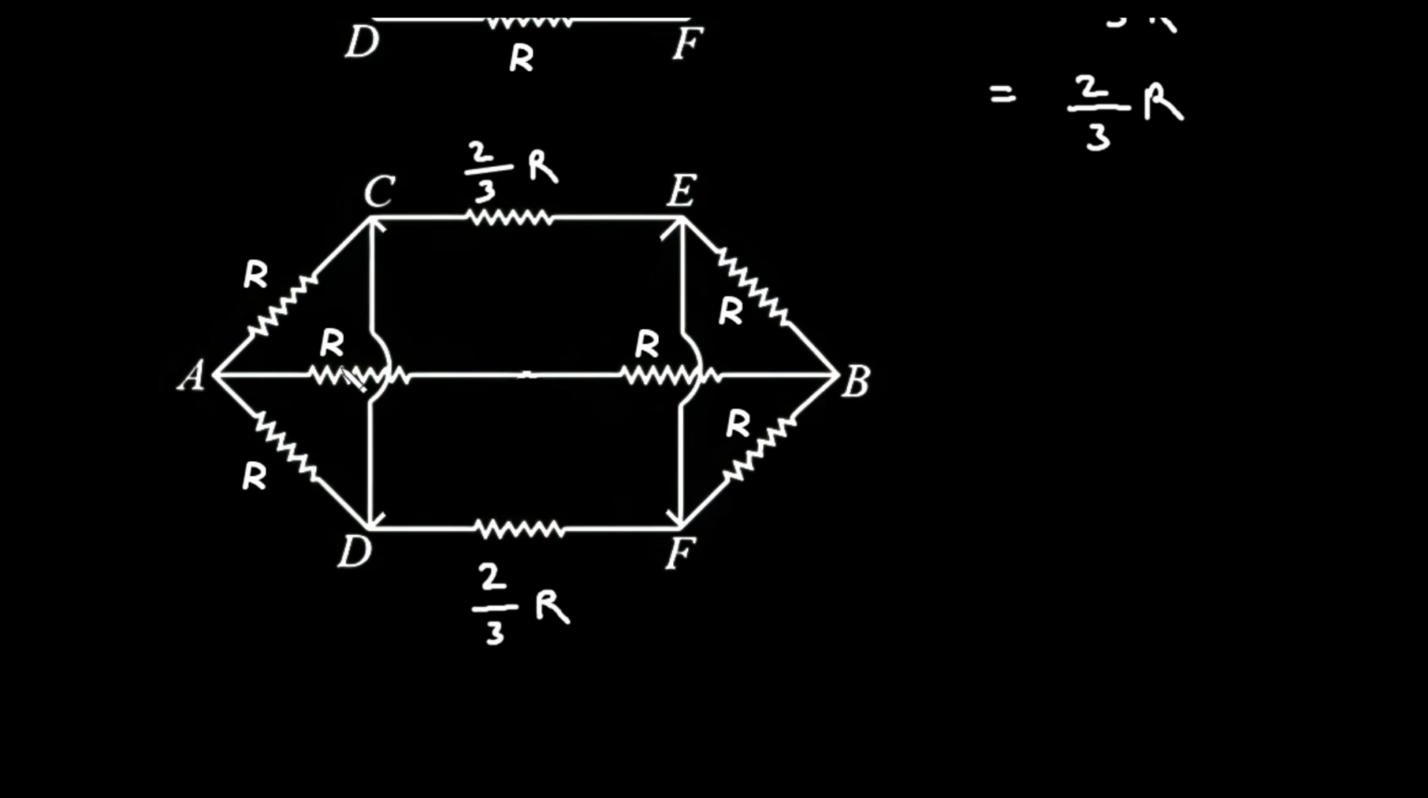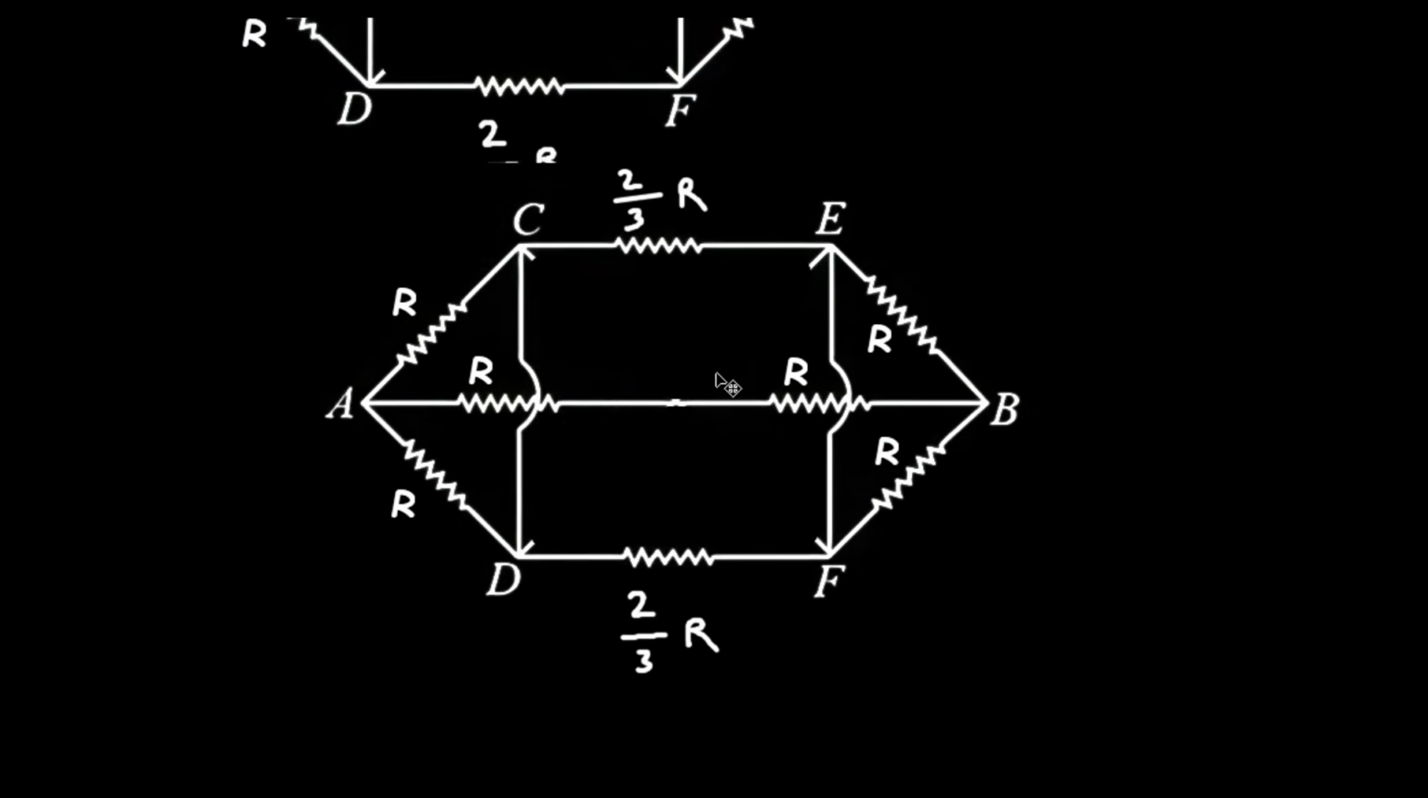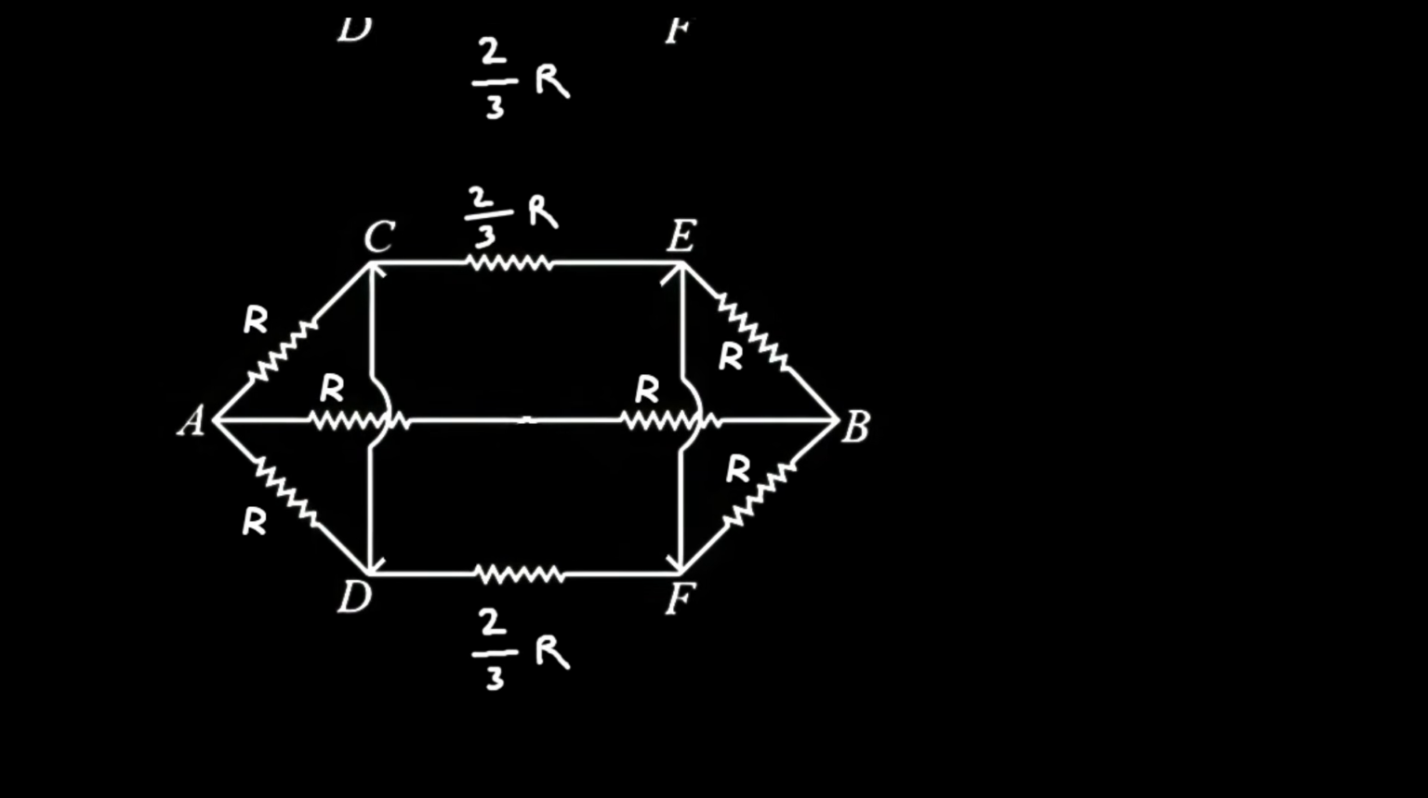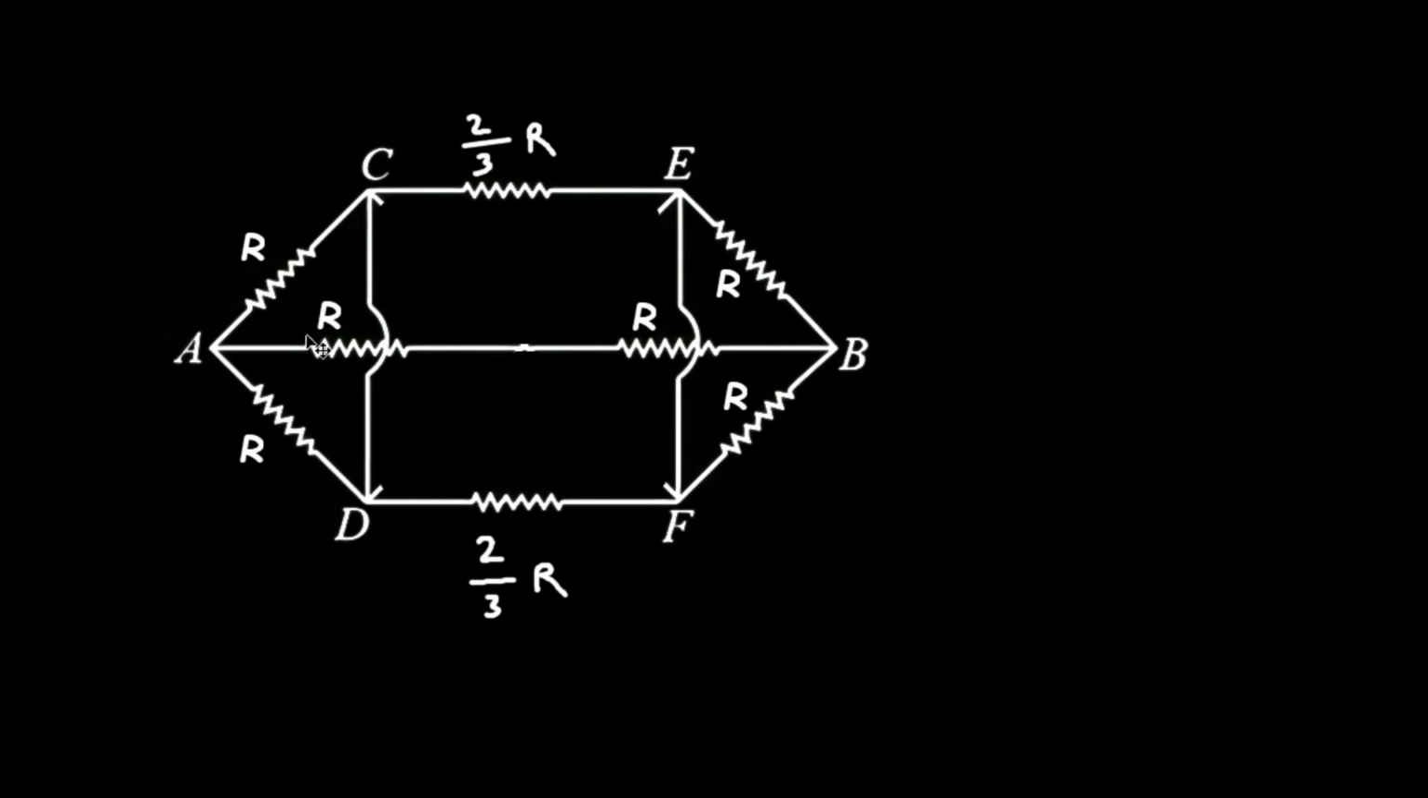Now next, here we can see this R and this R are connected in series. So let's simplify them. Let's copy this circuit first, because we are solving step by step. Now this R and this R are connected in series, so it will be simply 2R.